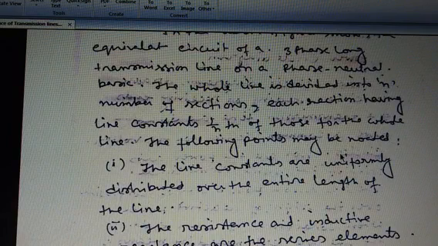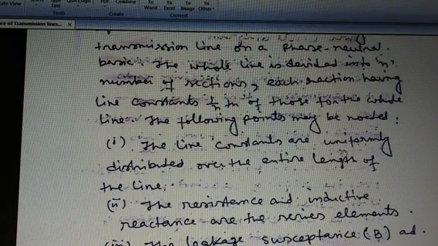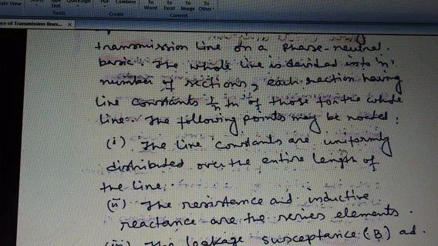These points are very vital. Point number one, the line constants are uniformly distributed over the entire length of the line. But practically the distribution is not uniform; for simple calculation, we always consider the line parameters to be uniformly distributed throughout the network. Next point, the resistance and inductive reactance are the series elements. Next point, the leakage susceptance B and the leakage conductance G are the shunt elements.